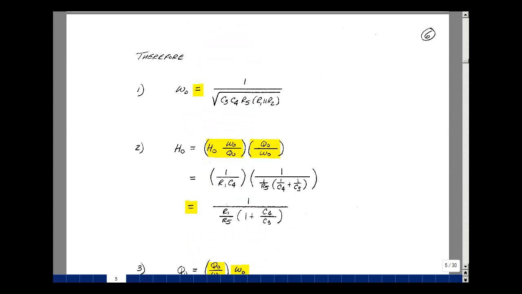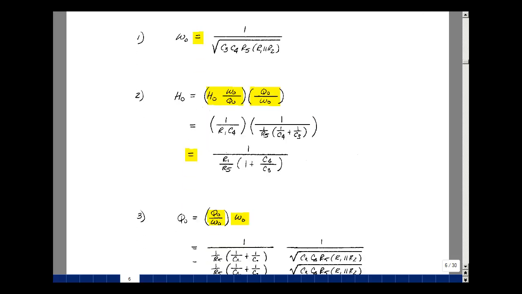The term omega naught squared was 1 over C3, C4, R5, R1 in parallel with R2. So omega naught is just the square root of that. Now the term H naught is actually in the numerator term, but there's an omega naught over Q naught associated with it. In other words, this term was equal to 1 over R1 C4 on the last page. If I multiply by the reciprocal of omega naught over Q naught, then I'll cancel those and I'll just get H naught back. But the term omega naught over Q naught was 1 over R5 times 1 over C4 plus 1 over C3. So if I multiply this out, I'll get the value of just H naught.